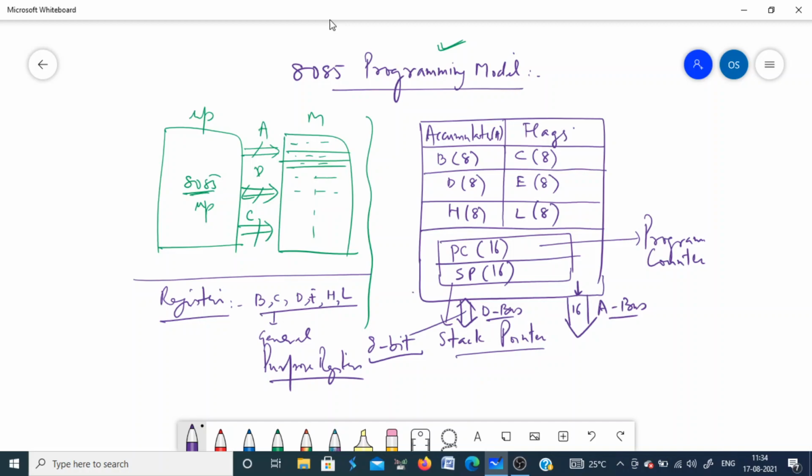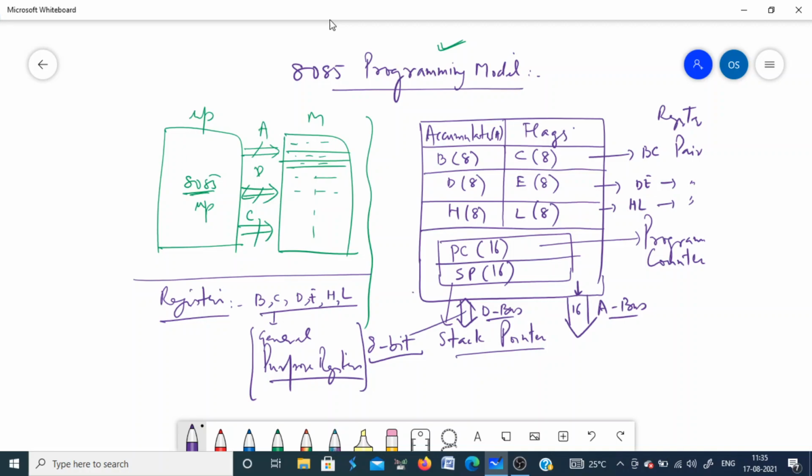Moreover, you can use these general purpose registers as individual 8-bit registers. Otherwise, you can combine them in pairs to form 16-bit registers. It means you can combine B and C to get a BC pair, which is called a register pair. Similarly, D and E can be combined to store 16-bit data, and H and L can also be used to store 16-bit information.